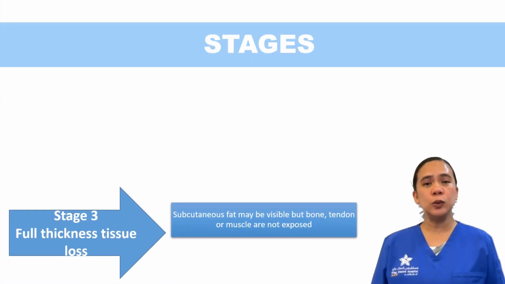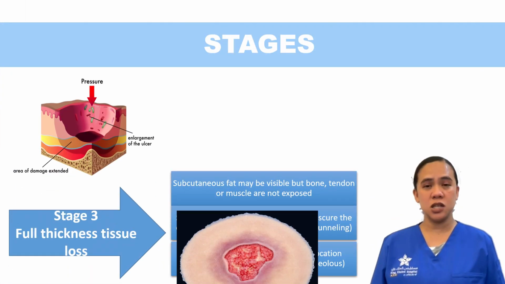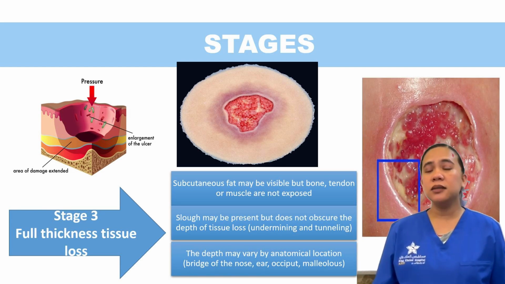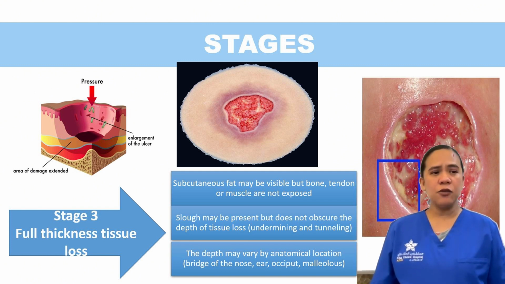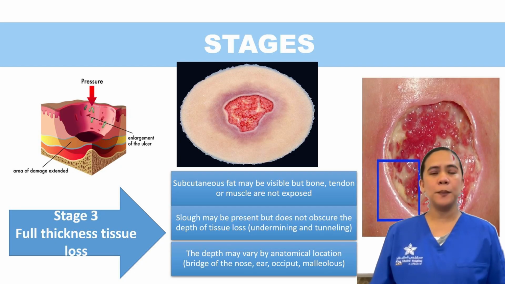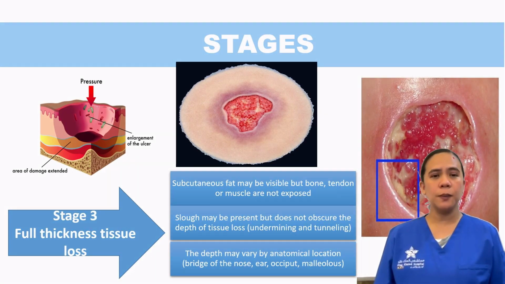Now, let's go to the next stage, which is Stage 3. Stage 3 is full-thickness tissue loss, wherein subcutaneous fat may be visible, but the bone, tendon, and muscles are not exposed. Slough may be present, but does not obscure the depth of the tissue loss, and the depth may vary by anatomical location. The last stage is Stage 4.